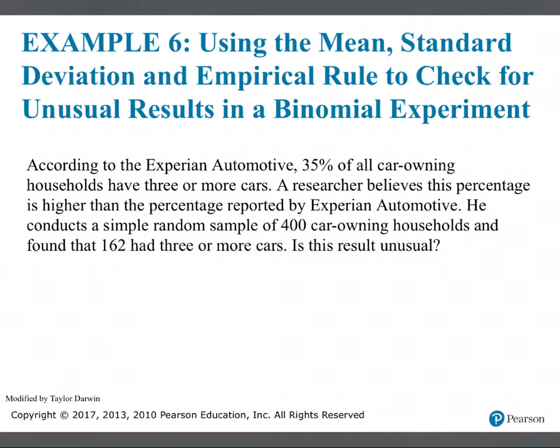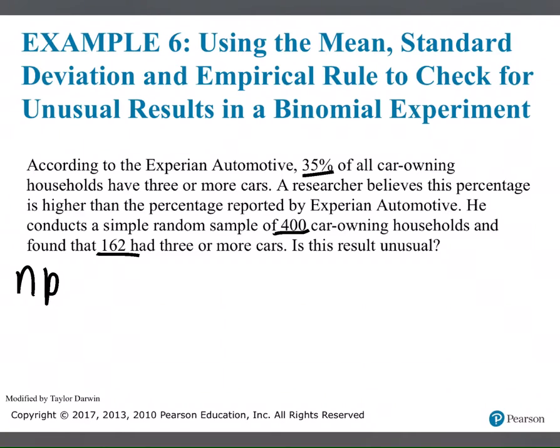So last example, according to the Experian Automotive, 35% of all car-owning households have 3 or more cars. A researcher believes that this percentage is higher than the percentage reported by Experian Automotive. He conducts a simple random sample of 400 car-owning households and found that 162 had 3 or more cars. Is this unusual? Well, before we can use the empirical rule, we have to figure out if this data is normal.